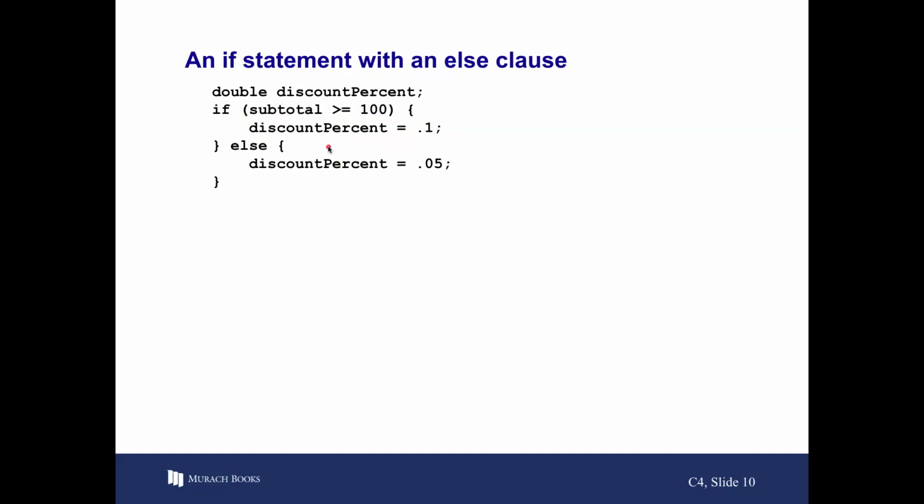Here's one with an else block. In this case, one, but only one of these two blocks is going to run. So it's either going to be the then clause or the else clause. One of them will run, but not both of them. Okay, so you can flow through that. If subtotal is greater than or equal to 100, then set the discount percent at 0.1, otherwise set it at 0.5.